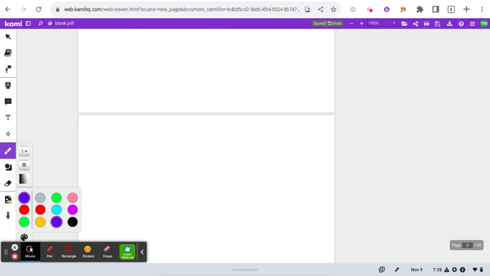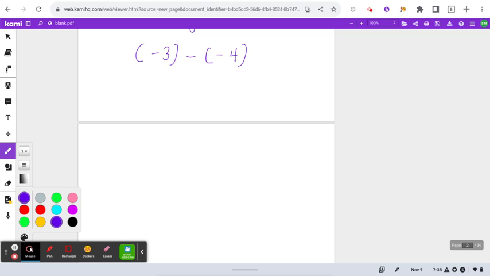Now remember, if you're subtracting a negative, like this example here, negative 3 minus negative 4. Remember, subtracting a negative, a minus a negative, turns into a plus. So negative 3 plus 4. And then you find the difference. It's like 4 minus 3. 4 minus 3 is 1. It's a positive 1.